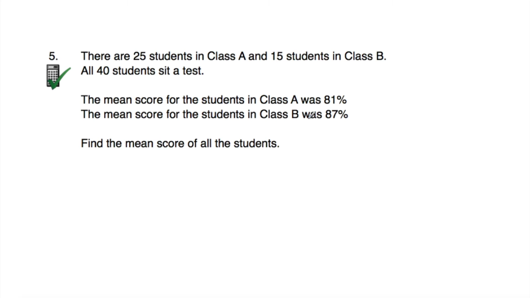So in terms of Class A, their mean score was 81%. If we multiply that by 25, the number of students in that class, that'll tell us the total score by the class, so all the students in the class added together. So 81 multiplied by 25 is equal to 2,025. So that means that if we added up all the scores of the students in Class A, the answer would be 2,025. Now in terms of Class B, their mean is 87, and if we multiply that by 15, we can then find the total for Class B. So 87 multiplied by 15 is equal to 1,305.